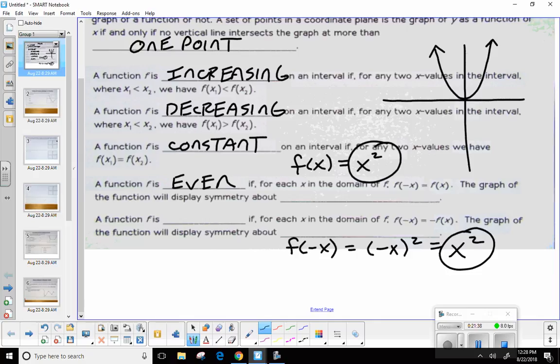The graph of the function will display symmetry about, so where could I fold in that plane and have the two parts come together perfectly? The y-axis. If I fold on the y-axis. So if you see a graph that has symmetry about the y-axis, more than likely it's going to be even. Okay? All right, we say the two parts coincide because they're like mirror images of each other.